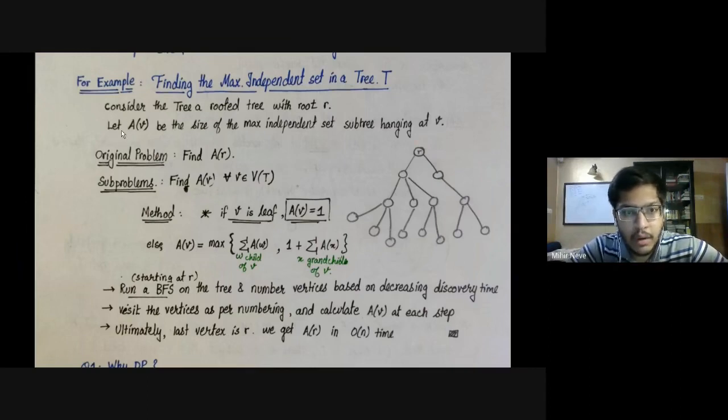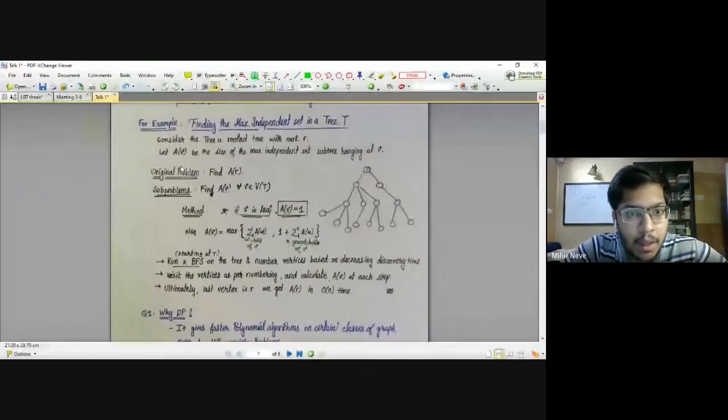To do so, consider the function a of v. So a of v is the size of the maximum independent set of the subtree which hangs at v. For example, if this was the vertex v, then this entire graph would be your subtree hanging at v, and the size of the maximum independent set in this subtree would be the value of a of v.